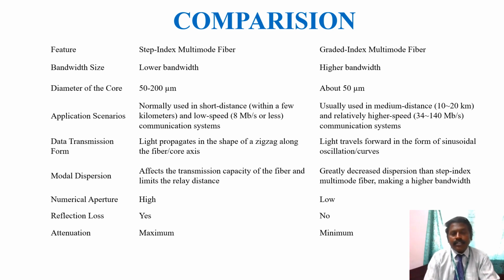Then the data transmission form: in step index fiber, light follows a zigzag path, and in graded index fiber, it forms a curved or sinusoidal path. Then the dispersion. In step index fiber, it affects the transmission capacity of the fiber and limits the relay distance, and graded index fiber has greatly decreased dispersion compared to step index multimode fiber, making a higher bandwidth. The numerical aperture of step index fiber is high and graded index fiber is low.